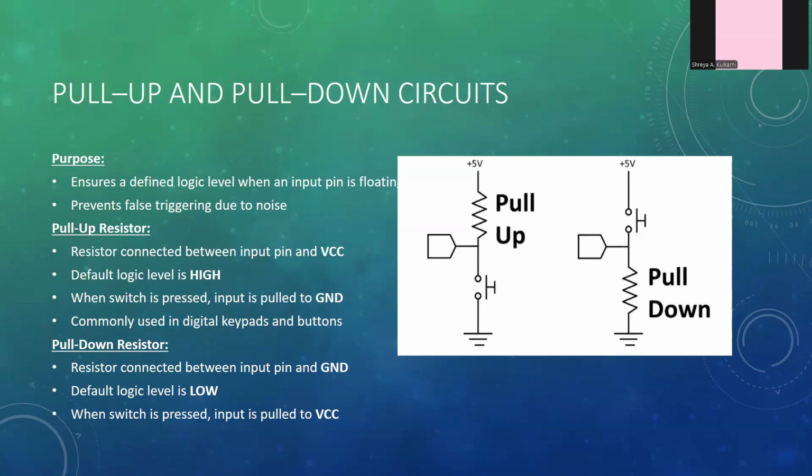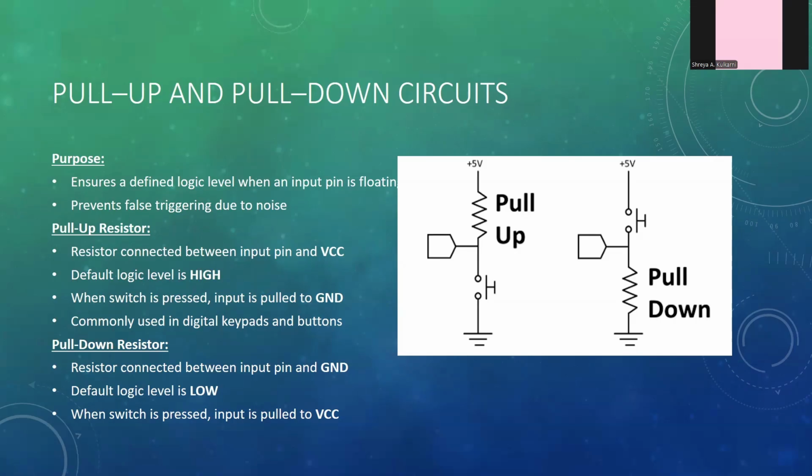Next, we moved on to pull up and pull down circuits. In a pull up circuit, the circuit is initially connected to the higher voltage. As you can see here, the net is connected to VCC, which is 5 volts. When the switch is pressed, it momentarily gets connected to the ground. For a pull down circuit, it's the opposite. The circuit is initially connected to ground, and when the switch is pressed, it gets momentarily connected to the VCC or the higher voltage, 5 volts in this case.